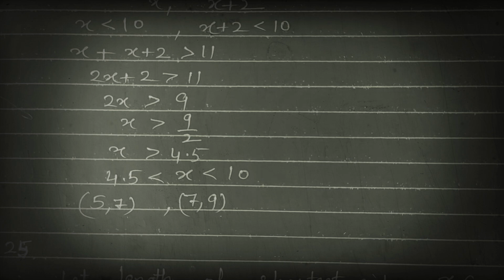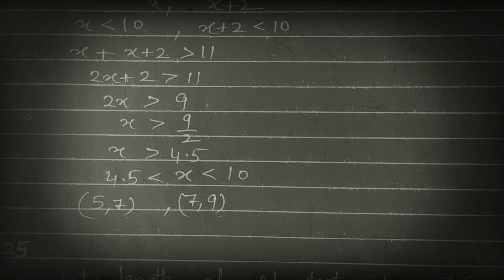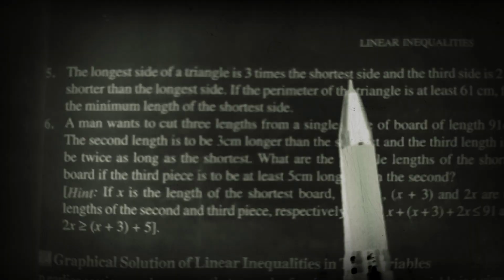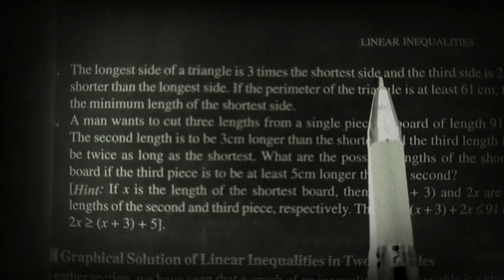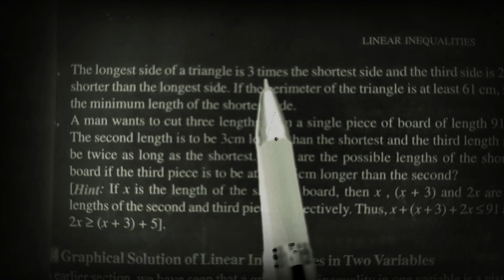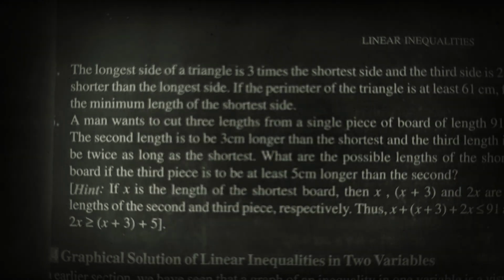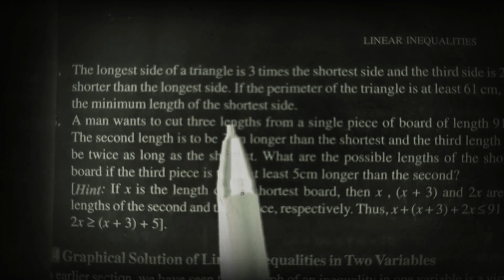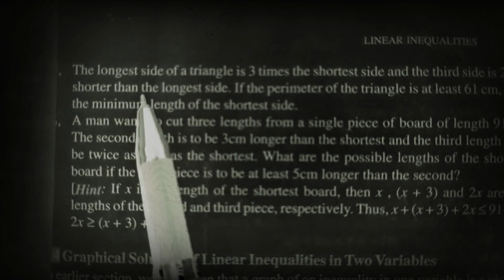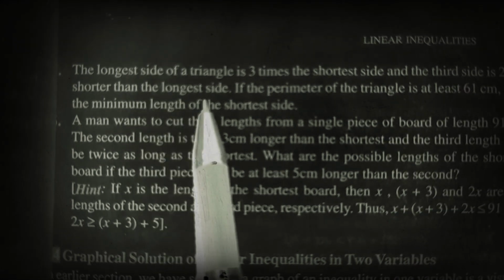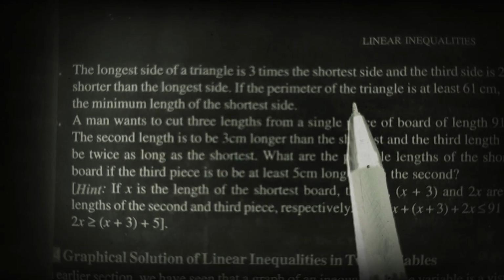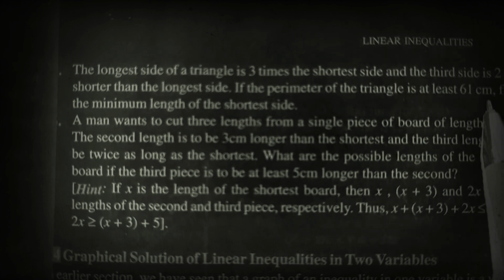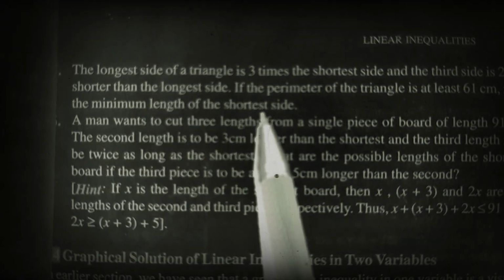Now come to the 25th question. One more question I am going to take. The longest side of a triangle is 3 times the shortest side. Suppose the shortest side is x, then the longest side will be 3x. And the third side is 2 centimeters shorter than the longer side, so the third side will be 3x minus 2. If the perimeter of the triangle is at least 61 centimeters, find the minimum length of the shortest side.